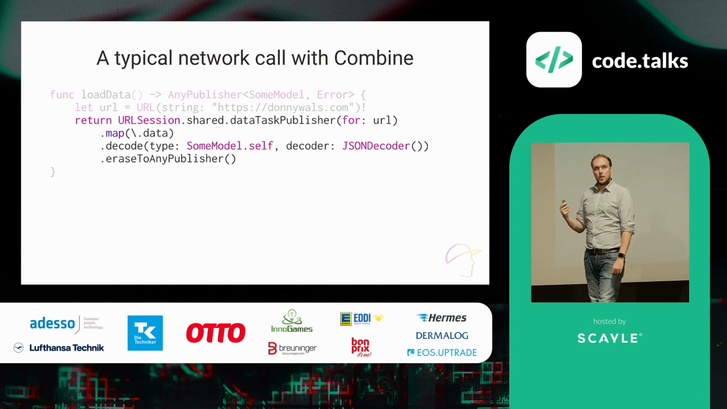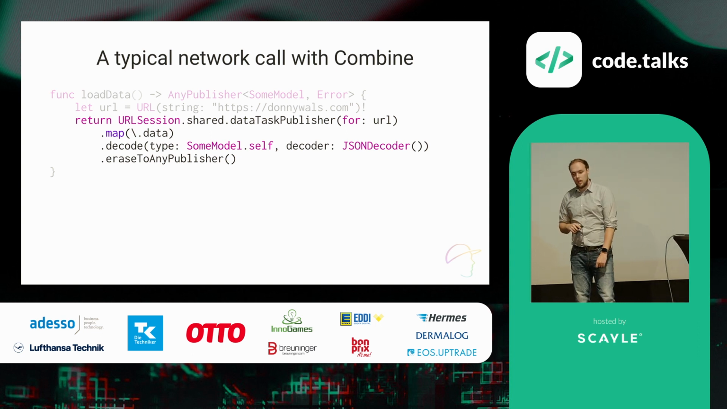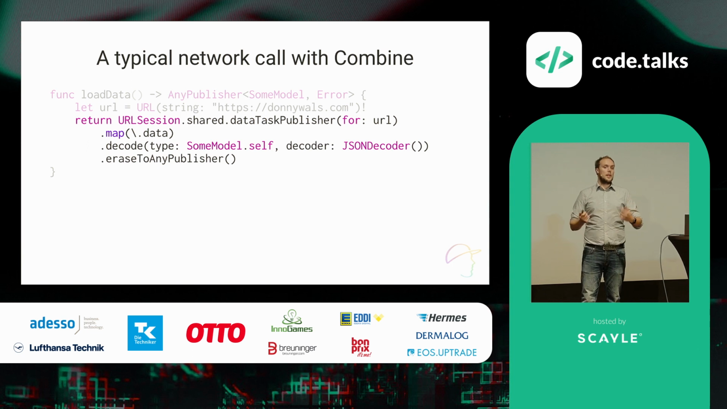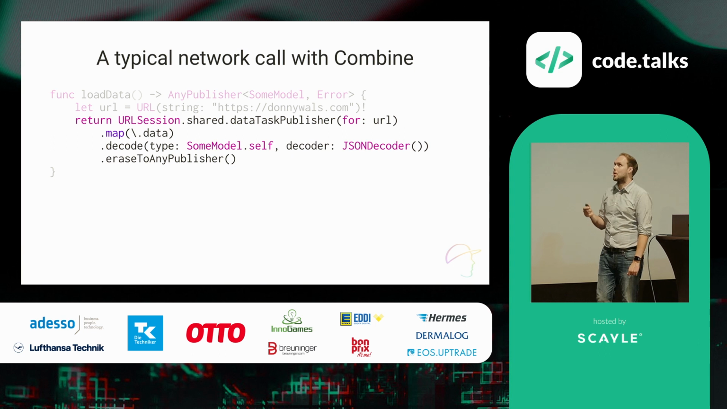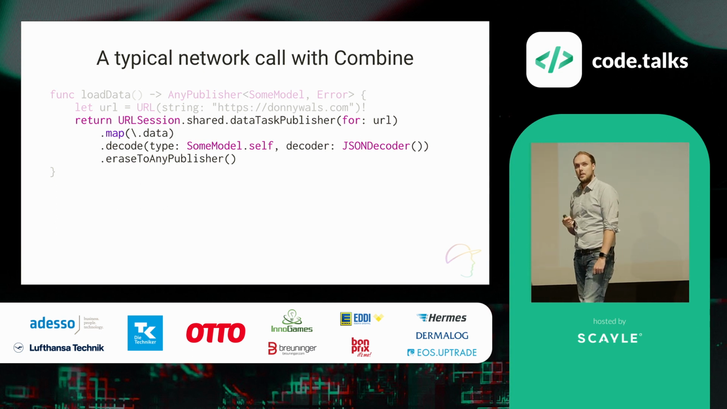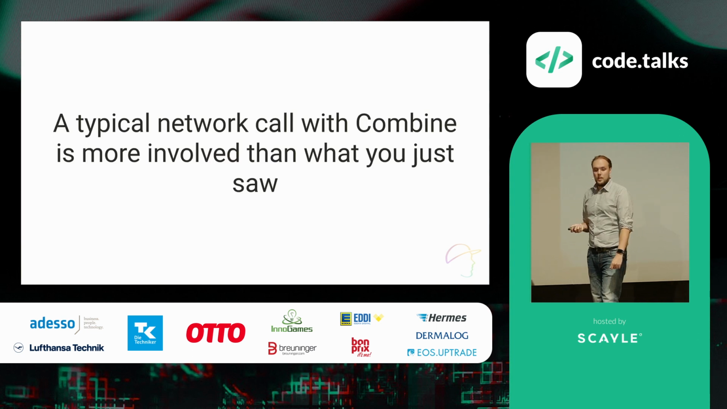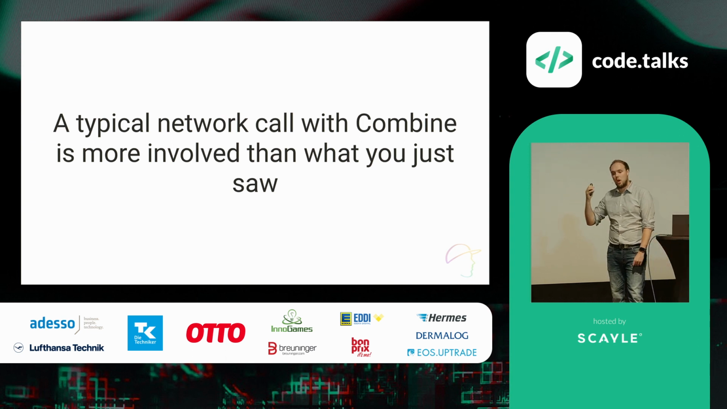We make our URL, and then we make a data task publisher to make the actual request to the network. And we map it so that we get data out of it, we decode it into our model type, and we, very importantly, erase this to AnyPublisher. That's what allows us to return an AnyPublisher object instead of something a lot more specific. And this is great, but this is very simple. We don't do token validation, we don't do caching, we don't do header setting, we don't do a lot of things. We just made the simplest network call we could.